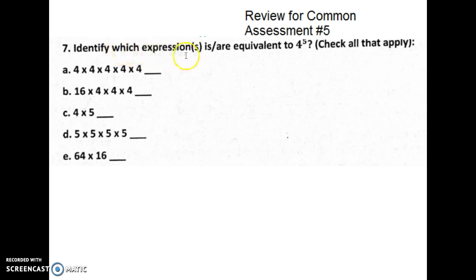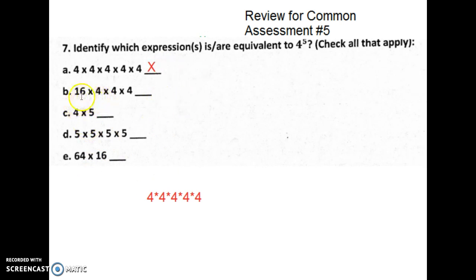So to identify which expression is equivalent to 4 to the 5th power, check all that apply. If it's 4 to the 5th power, that means it's 4 times 4 times 4 times 4 times 4, right? 5 times total, because it's the 5th power. So right off the bat, we know that 4 times 4 times 4 times 4 times 4, 1, 2, 3, 4, 5, is going to be right. So let's put an X right here for yes, that's right.